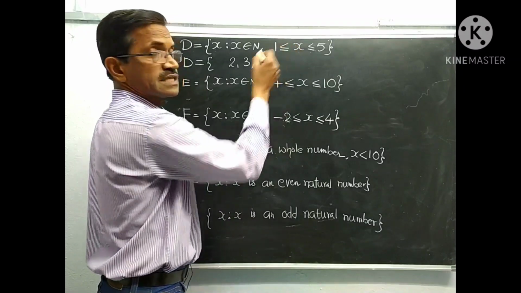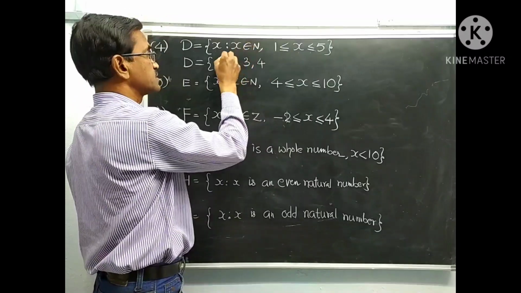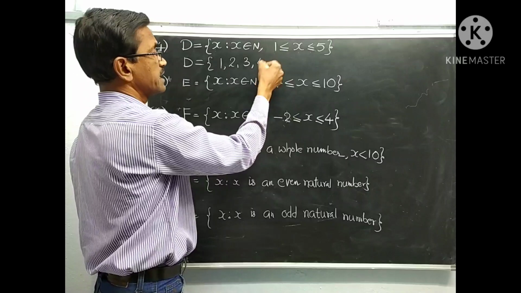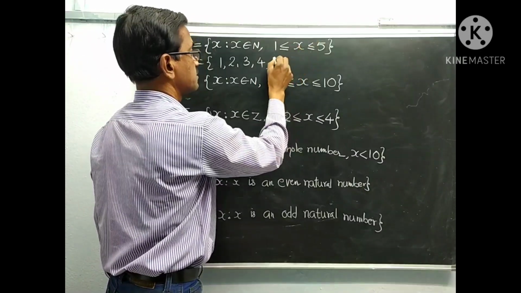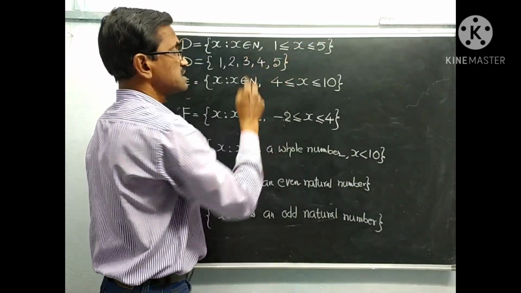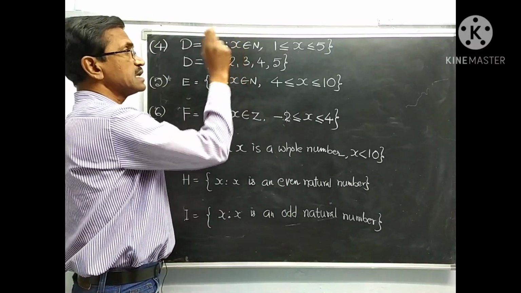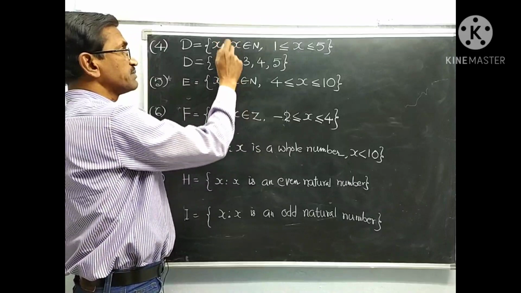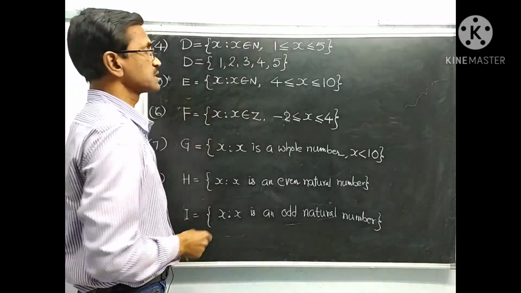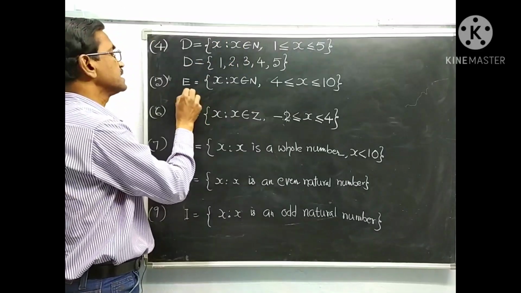When the equal to sign is there, you have to take 1 also. And here you have to take 5 also. In this way we can write this set. This is the roster form and this is the set builder form. Both represent the same set.